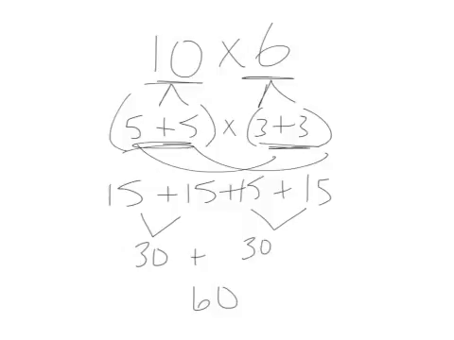You could have done this with any numbers that would have added up to 10 or added up to 6. You could have done 6 plus 4 times 5 plus 1. Anything. It still would have been the same answer if you distributed properly. And that's why it works. Because if you use numbers that add up to the original numbers, it will always end up being the same answer.